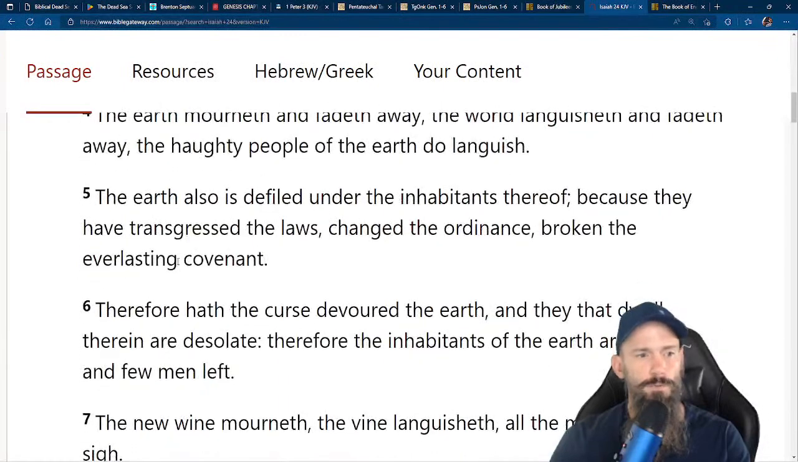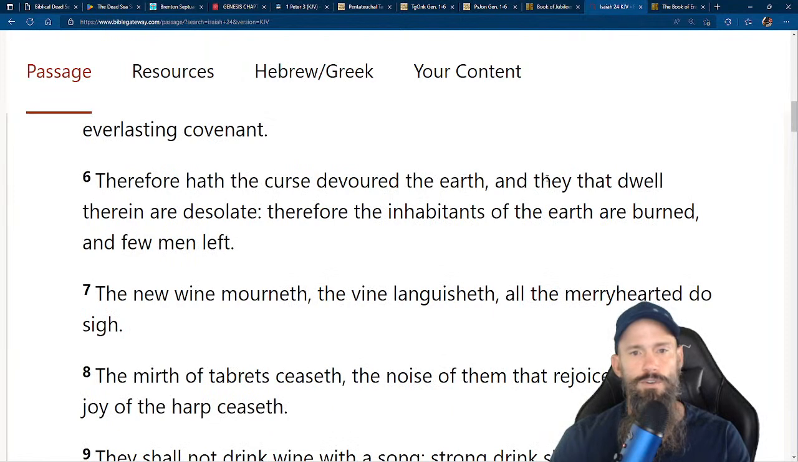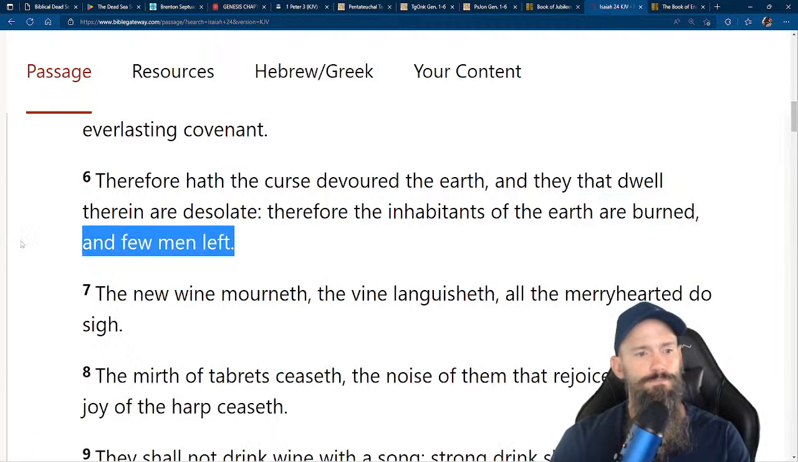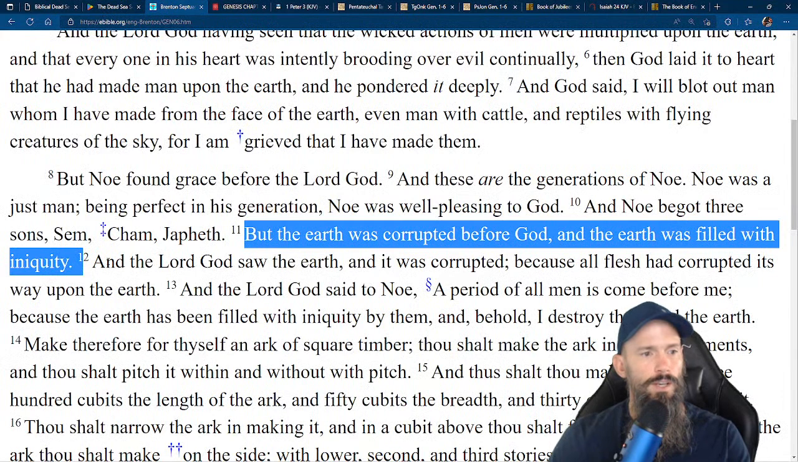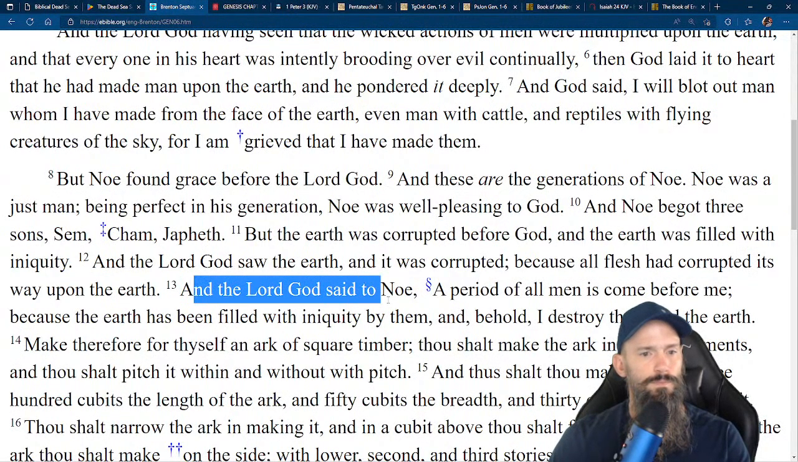Isaiah 24. The earth also is defiled under the inhabitants thereof, because they have transgressed the laws, changed the ordinance, broken the everlasting covenant. Therefore hath the curse devoured the earth, and they that dwell therein are desolate. Therefore the inhabitants of the earth are burned, and few men are left. All over Scripture. So we're on 13. That's the days of Noah.